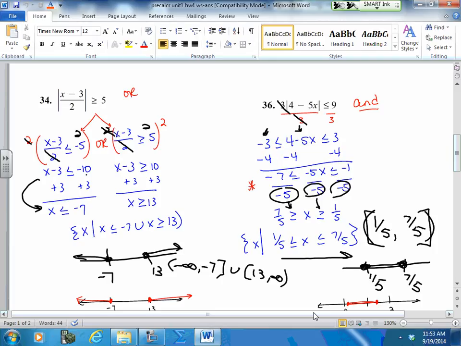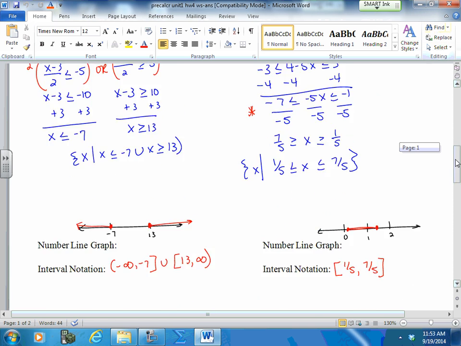Is everybody okay with the dividing by the negative? Right, and you have to flip the signs around. Okay. Not too bad, right? And I think that was it.